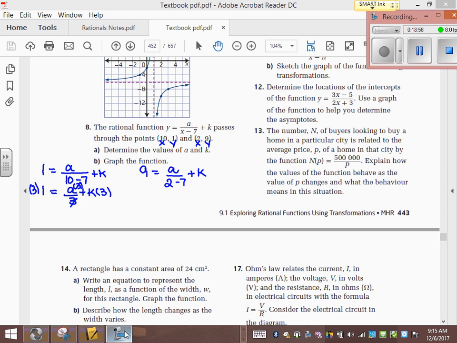So I have 3 equals a plus 3k. I have one equation. Yay. I'm going to get the other. 9 equals a over negative 5 plus k. And multiply by negative 5. Negative 45 equals a minus 5k.